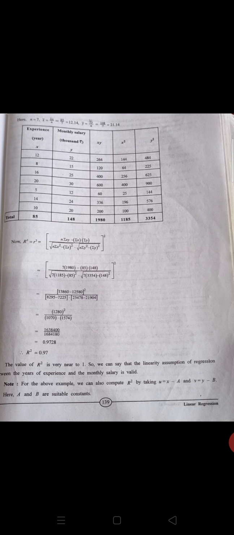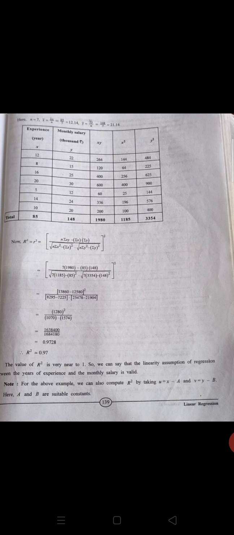So two things that we have to find out: first of all, checking the validity of linear correlation and whether it is reliable or not. We have to find these out with the help of an example. So here first of all we put x and y, experience denoted by x, monthly salary denoted by y. X is equal to 12, 8, 16, 20, 5, 14, 10. Y is equal to 22, 15, 25, 13, 12, 24, 20.